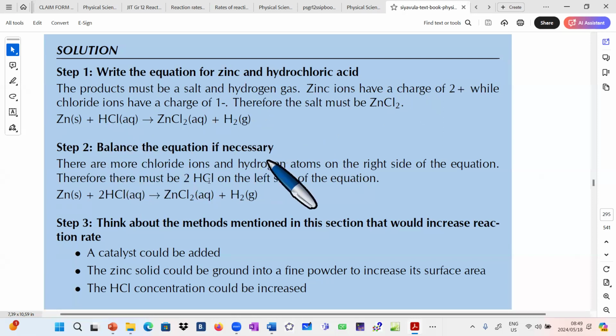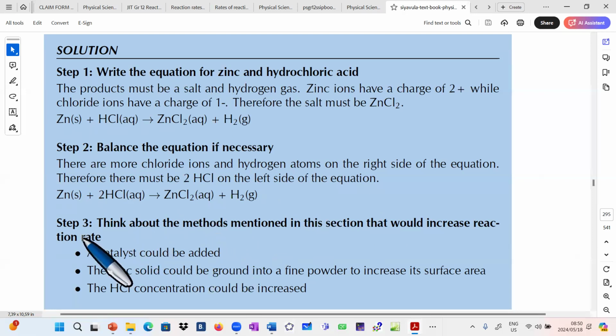Let's balance the equation if necessary. There are more chloride ions and hydrogen atoms on the right side of the equation. There must therefore be 2 HCl on the left, so you can just put a 2 there. Then we have 2 hydrogen atoms on each side, and 2 chlorine, the chloride ions, as well. So you can see that this is a balanced chemical equation.